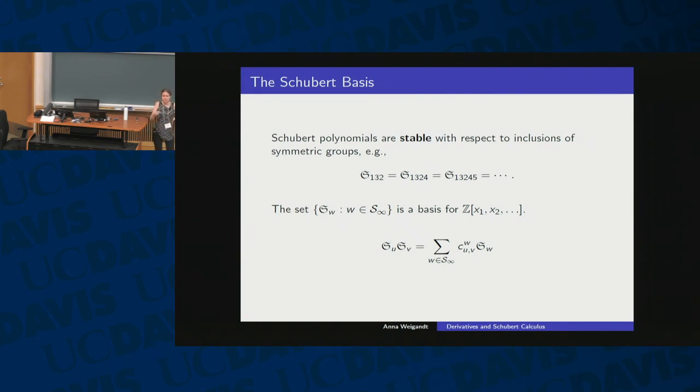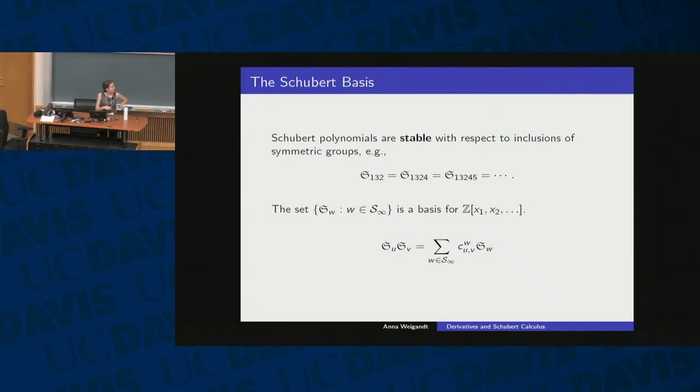So there's this nice stability of permutation groups, and Schubert polynomials respect that stability. When you do this inclusion of permutations, you get the same Schubert polynomial. So you can really think about them as being indexed by elements of S infinity, this group of permutations of positive integers where all but finitely many entries are fixed.